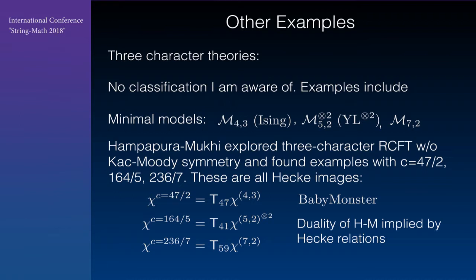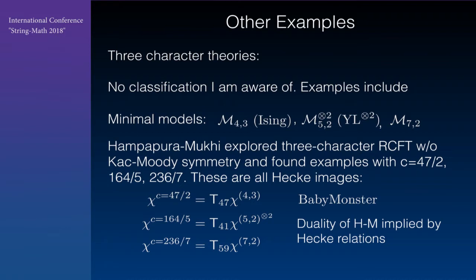They explored, through solutions of a third-order modular differential equation, solutions that had no dimension 1 operators. So without Kac-Moody symmetry, and they found examples that could be characters of rational conformal field theories, that is, only non-negative integers, vacuum appears with degeneracy 1, and the theories they found had central charges 47 over 2, 164 over 5, and 236 over 7.